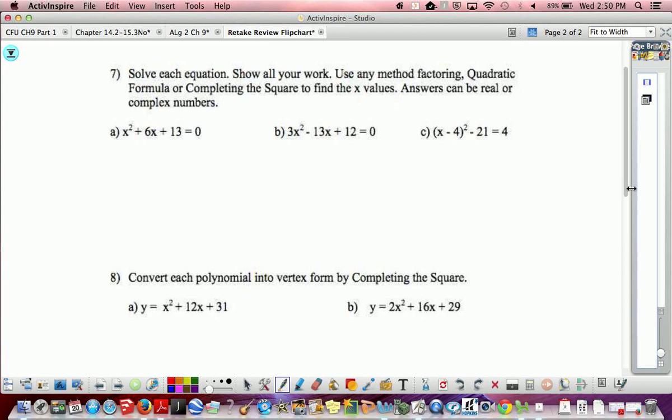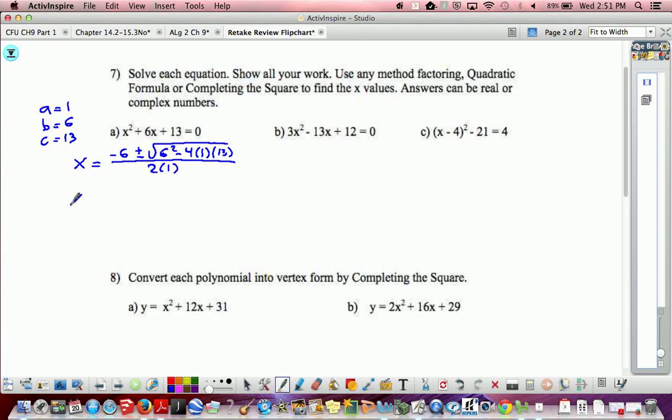So when I look at the first one here, I can see factors of 13 that add up to 6 don't exist. So some of you might go, all right, I'm going to do quadratic formula right away. All right, let's do quadratic formula. A equals 1, B equals 6, C equals 13. So let's plug it into the quadratic formula. X equals the opposite of B, plus or minus the square root of B squared, so 6 squared minus 4 times 1 times 13, all over 2 times 1.